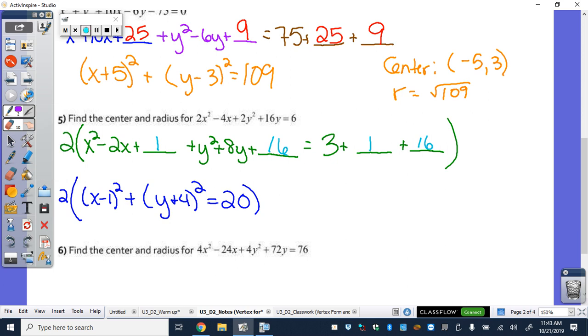So then we just have to bring that 2 back through so that we can get our accurate radius there. So it's going to be 2 times x minus 1 squared. Again, it can't go through the parentheses because of the square. That should happen first. And 2 times y plus 4 squared is going to equal 40.